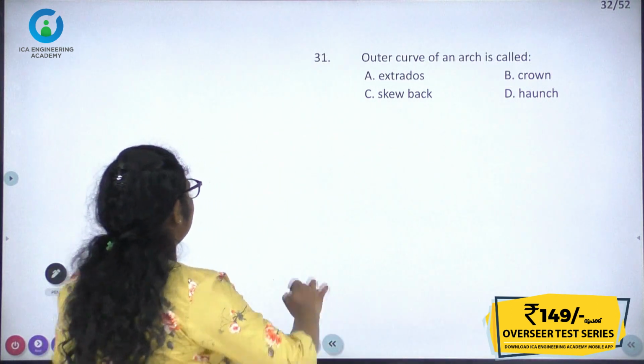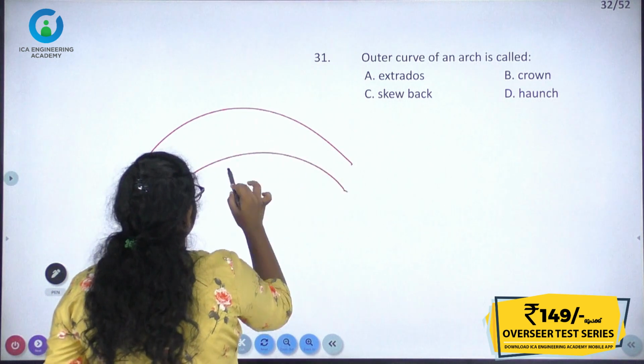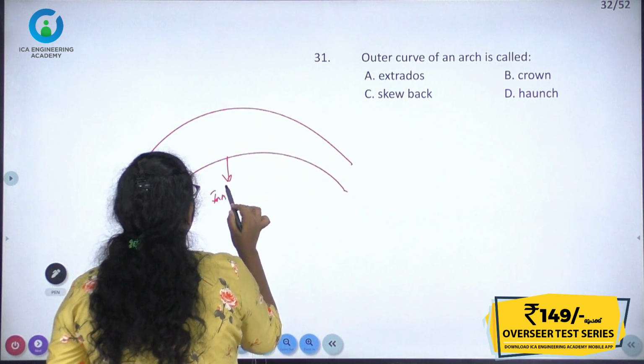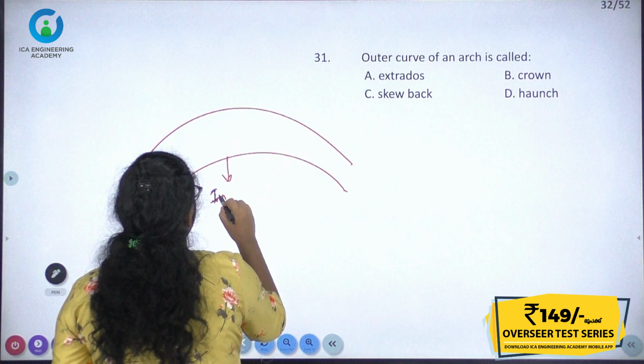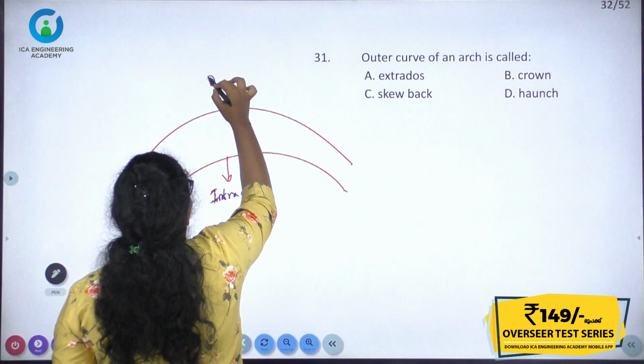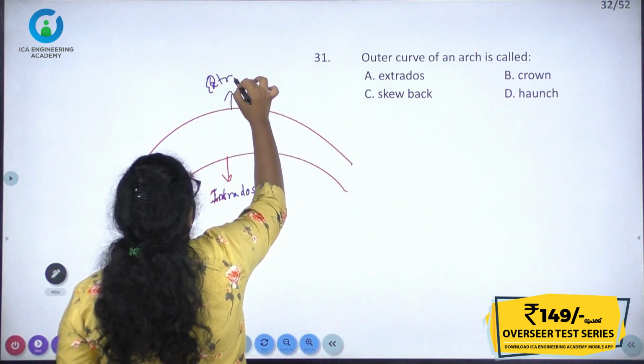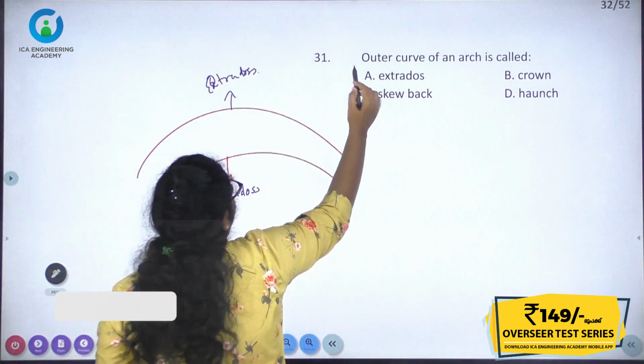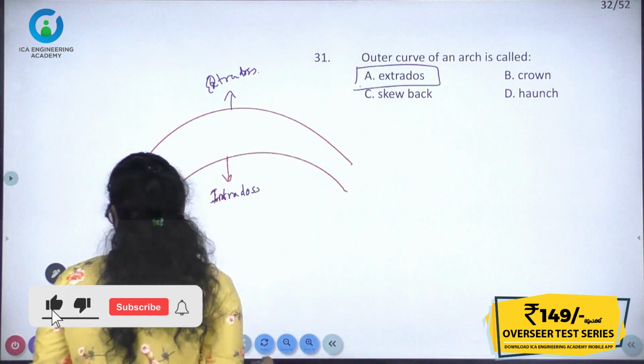Outer curve of an arc. The inner curve is the intrados. The outer curve of an arc is called the extrados.